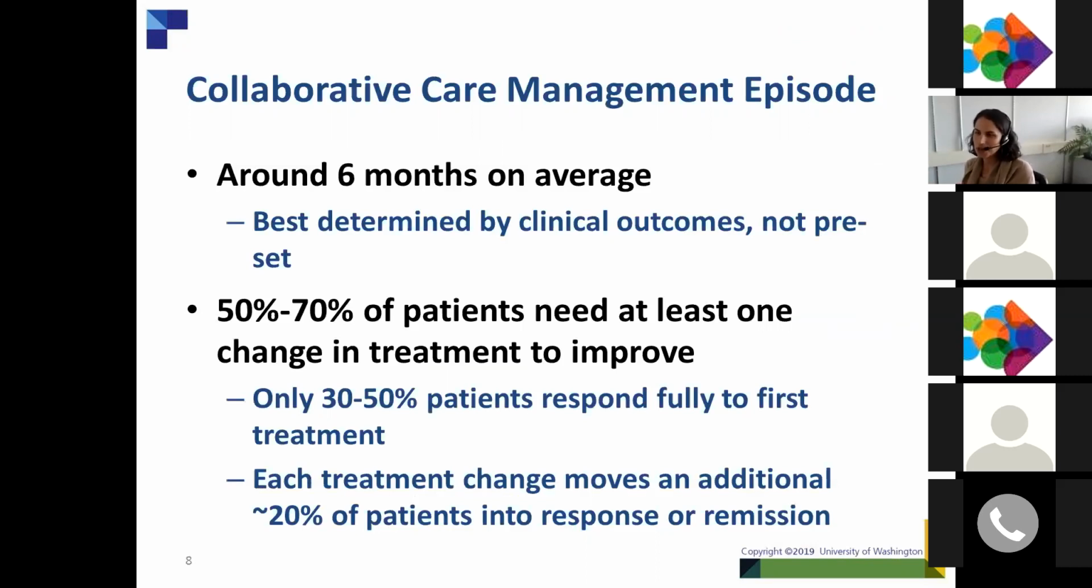So if you think about your current practice in primary care, maybe you have recently prescribed an SSRI, or you refer that patient to behavioral health, or maybe you're seeing them for some kind of psychotherapy. But are those patients improving? And how do you know if they're improving? The goal is really to get patients to improve with collaborative care. And only 30 to 50% of patients respond fully to the first treatment.